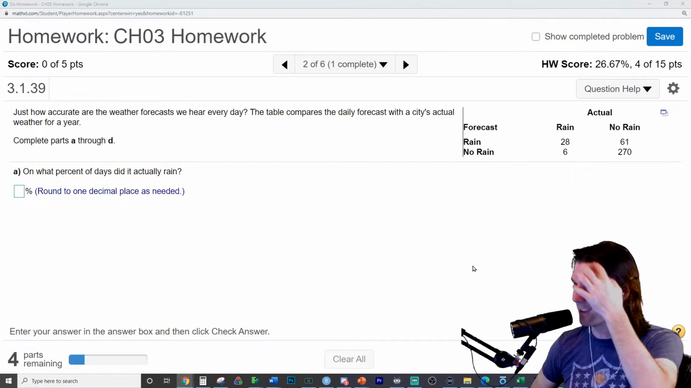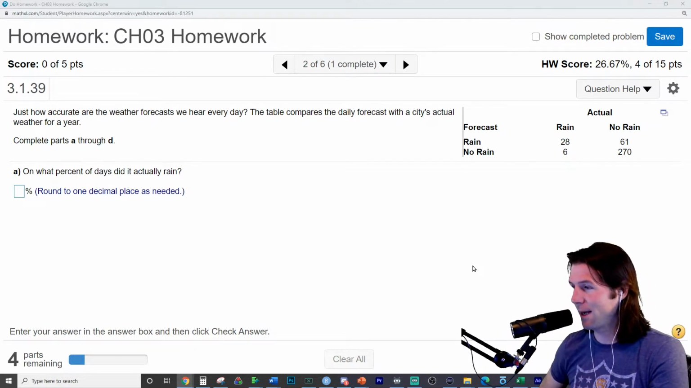This might be Tennessee's weather forecast, Andrew. It might be.